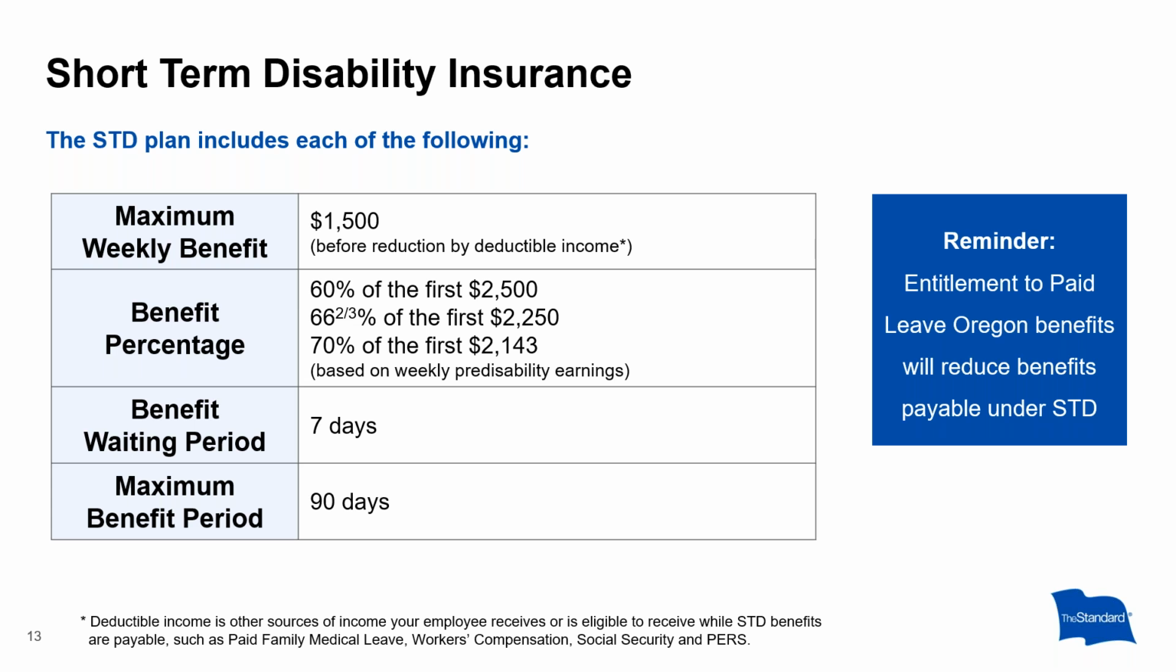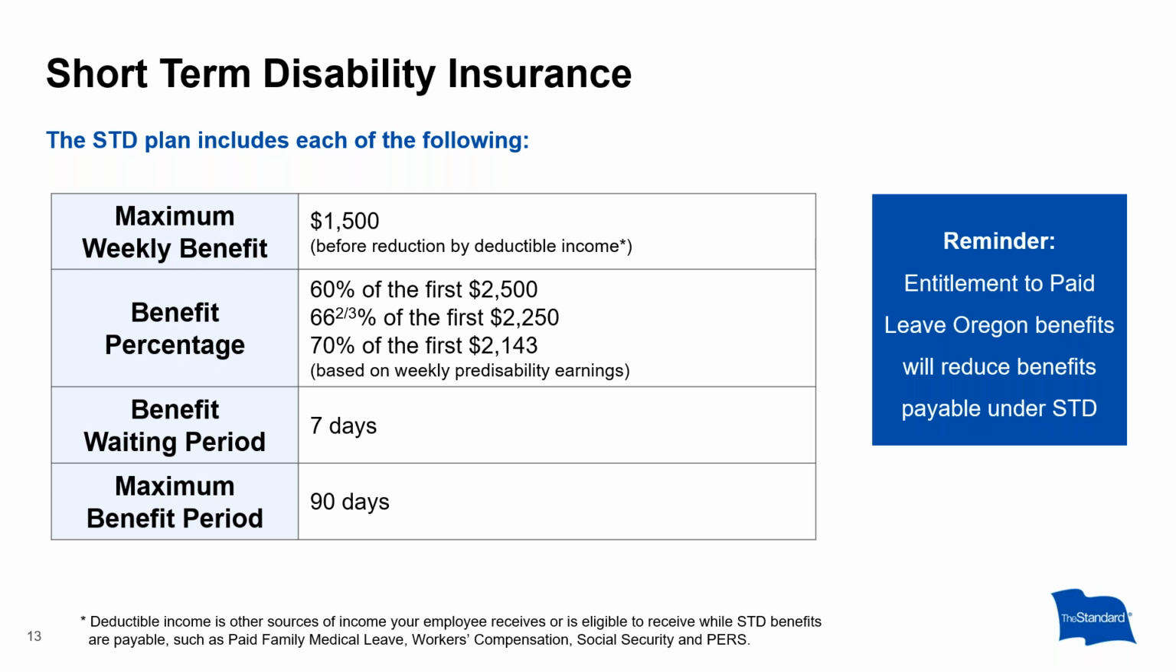We get a lot of questions asked, hey, I want to take my short-term disability benefits now for my first 90 days, and then I want to take my Paid Leave Oregon benefits after that. It doesn't work that way. The Paid Leave Oregon benefit is considered a primary benefit, and if you're eligible for it, your short-term disability benefit is reduced.